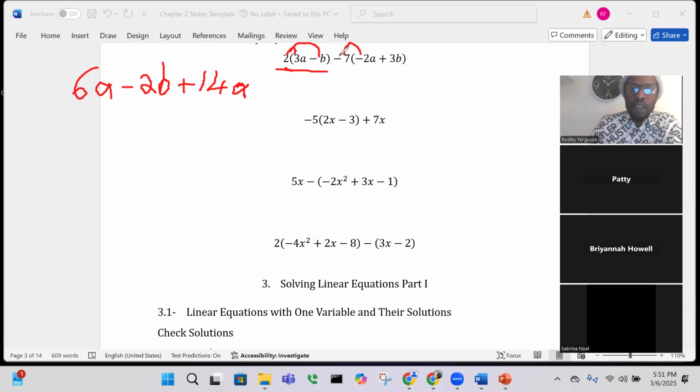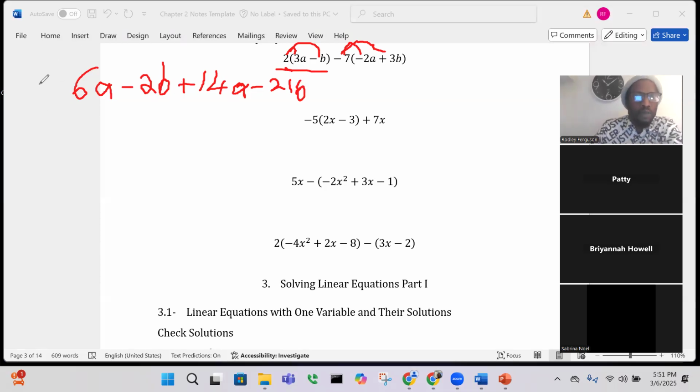Plus, or maybe minus, who knows? We're going to see negative 7 times positive 3. Negative times positive is a negative. 7 times 3 is 21B, because it's not 3, it's 3 B's. So if I have 7, it's going to be negative 21B.